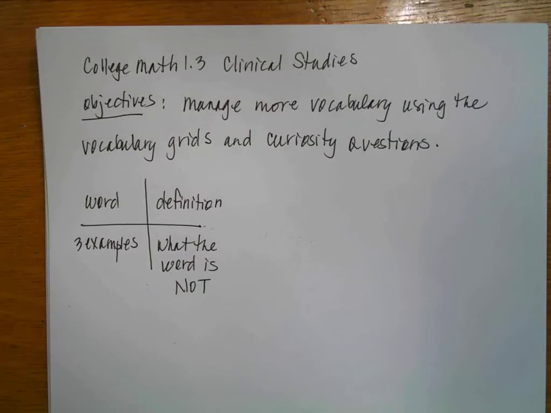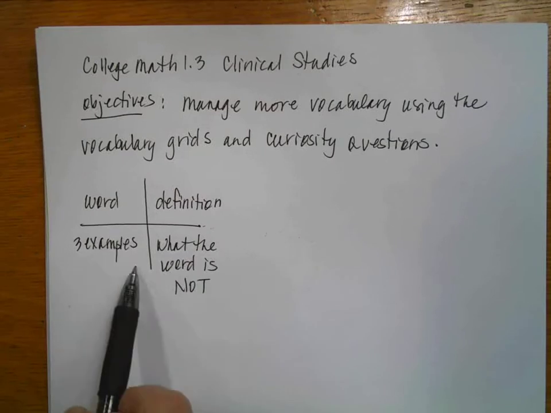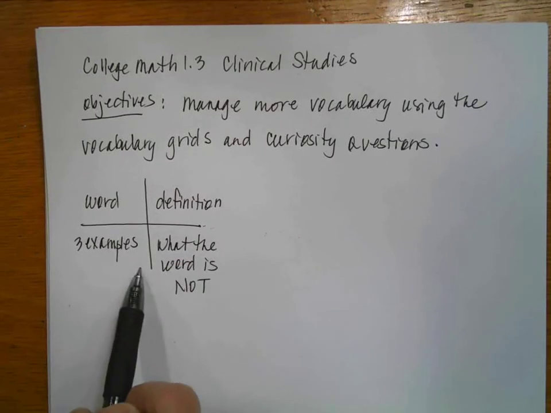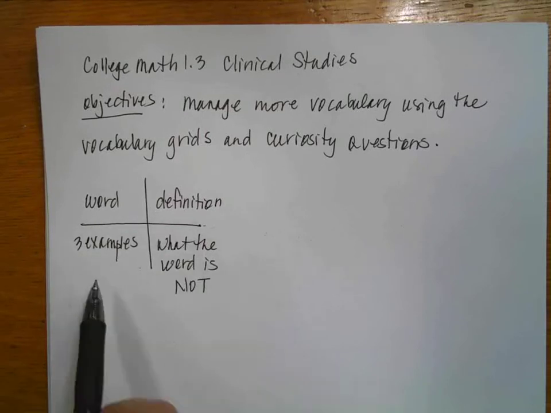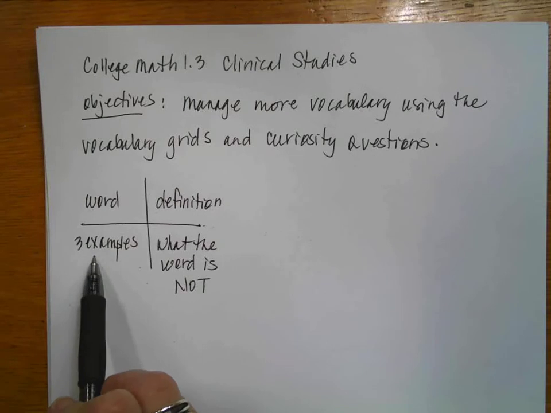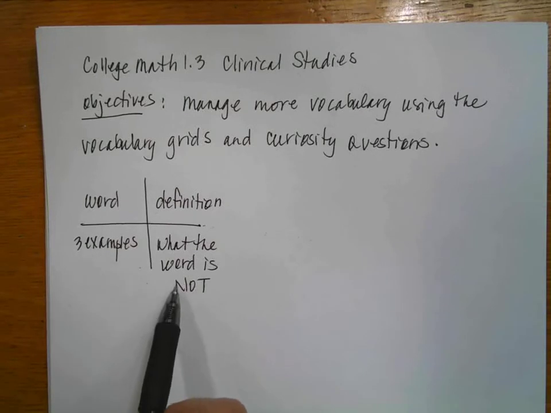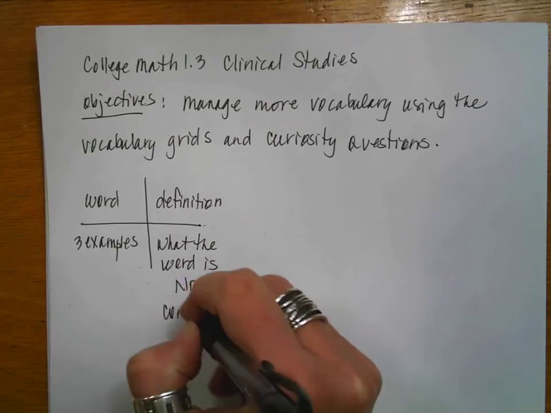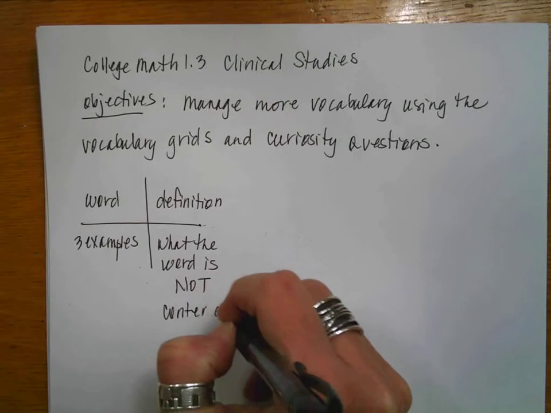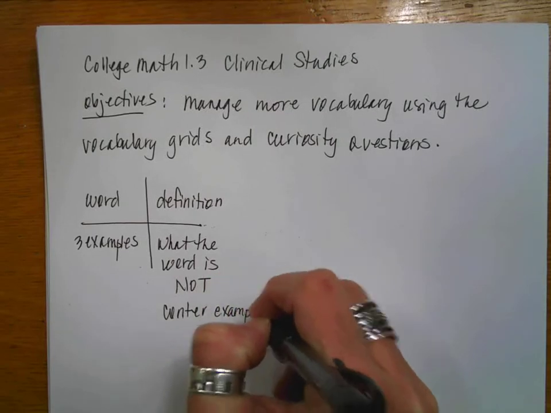Just as a reminder, you're going to do a grid, a quadrant for each of the words today. Today you have 15 words, so a few more words today. You're going to do the words, the definitions, 3 examples, and all of these can come from your book. And then the last one is what the word is not. Sometimes a counter example helps us to understand what the word actually means.